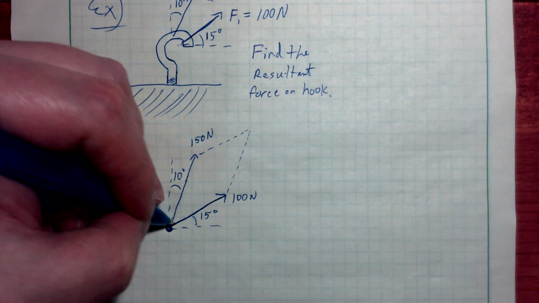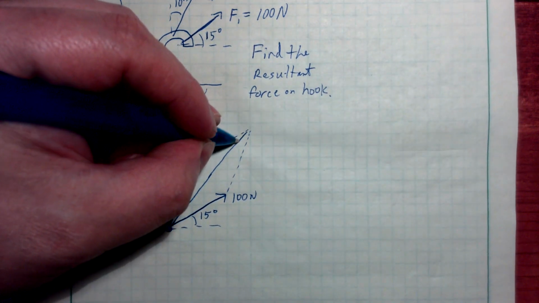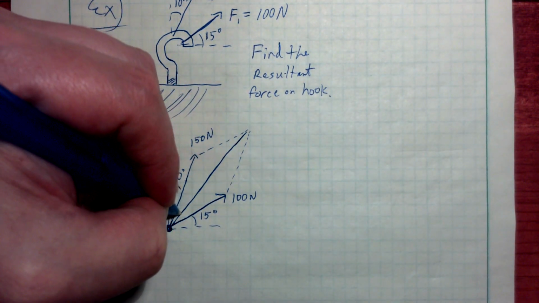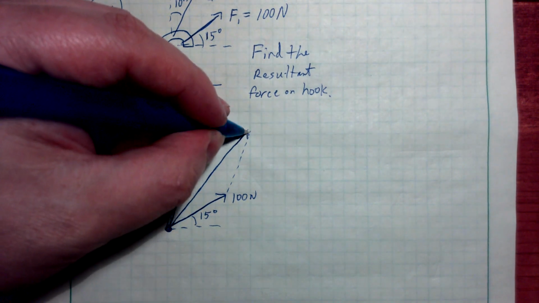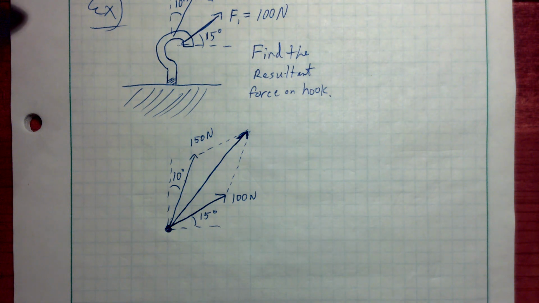So from the tail of these two vectors, to add them together, I'm going to draw my parallelogram here, and I'm going to find whatever this resultant is out here. Okay. Now, there's all kinds of ways you can solve this one. Here's a way you can solve this one. Okay. So here's what I know.